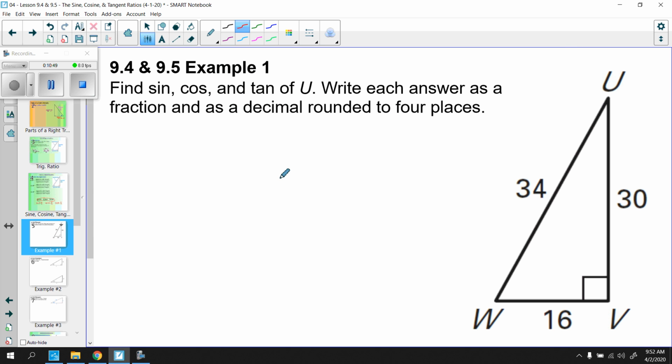First one is just getting familiar with those three relationships. You can see, here's the question. Find the sine, cosine, and tangent of angle U. Okay, so we've got a couple acute angles here. I've got an acute angle U, an acute angle W. It's asking about U. Write each answer as a fraction and as a decimal rounded to 4 decimal places.